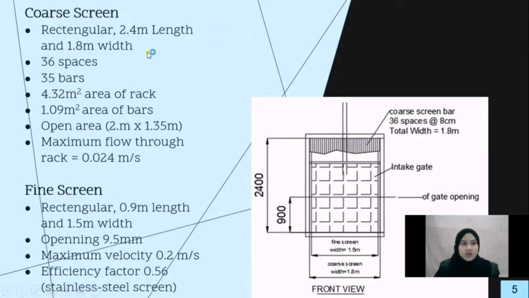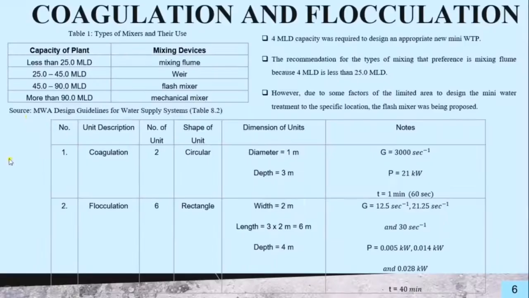And the coarse screen, the detail we can refer to in the slide, and also the fine screen, and this is the dimension for the coarse screen and also the fine screen. So the fine screen width is 1.5 meter and the width of the coarse screen is 1.8 meter. Okay, we proceed to coagulation and flocculation.